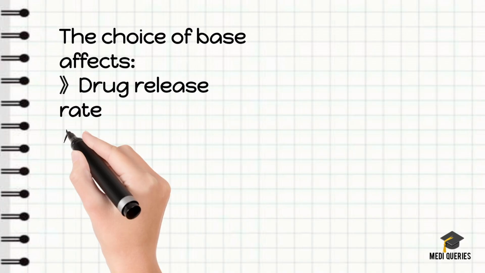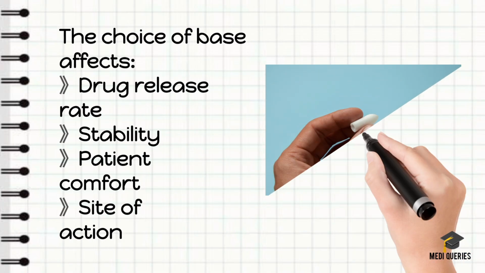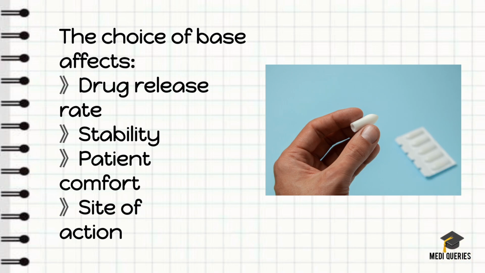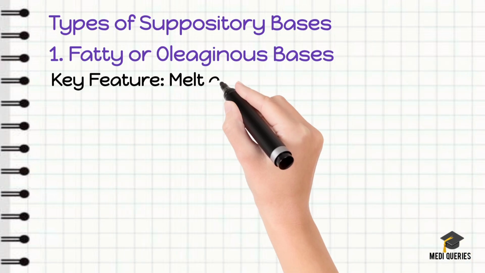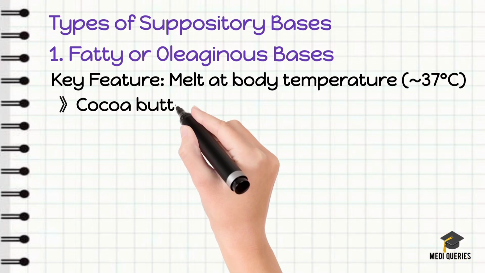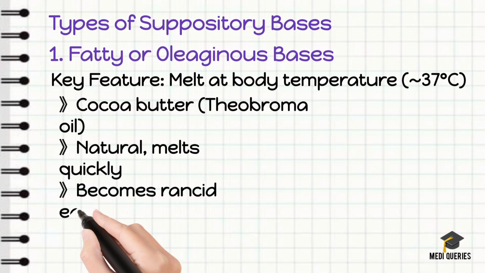Okay, so broadly these bases fall into two main categories: oleaginous bases, that is fatty bases, and water soluble bases. So let's explore these two types in detail and understand their advantages, disadvantages, and applications here.